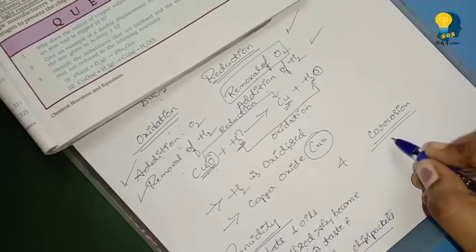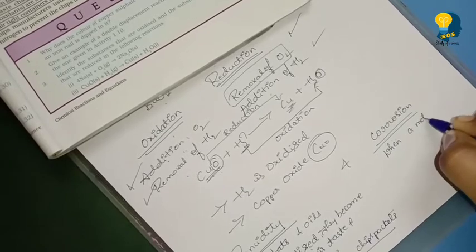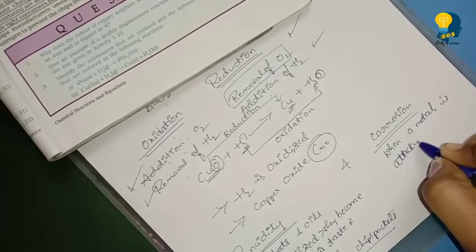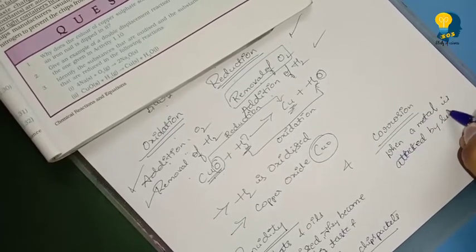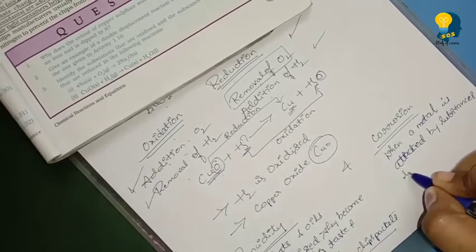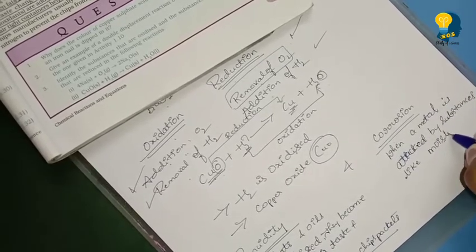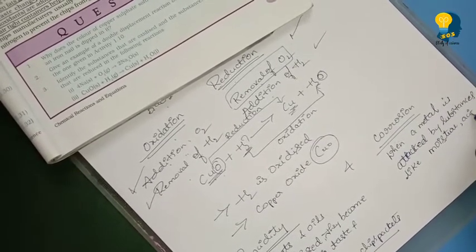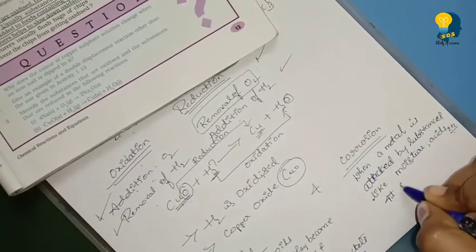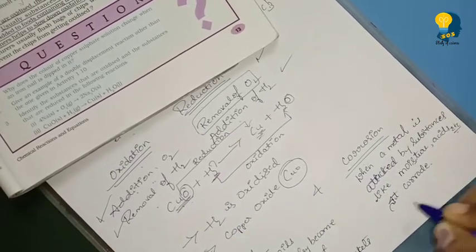Very simple. So how can we define corrosion? When a metal is attacked by substances like moisture or acids, etc., it corrodes, and we call this corrosion.